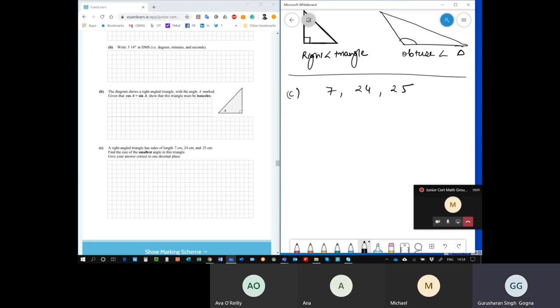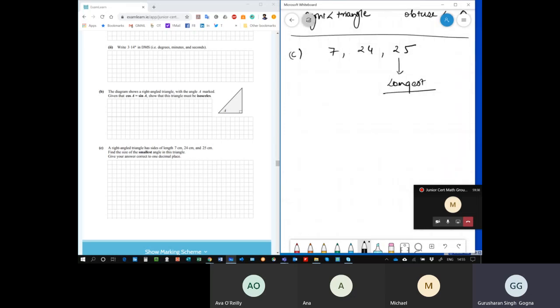25 is the hypotenuse, Anna said, which is correct, because it is the longest side. So the hypotenuse is the longest side in a right angle triangle. This is the easiest way to identify which one is the hypotenuse, because they did not give you, isn't it? They just said three sides are 7, 24, 25. So that is the first possibility where students make mistakes, because if you choose the wrong side as your hypotenuse, you're gone.